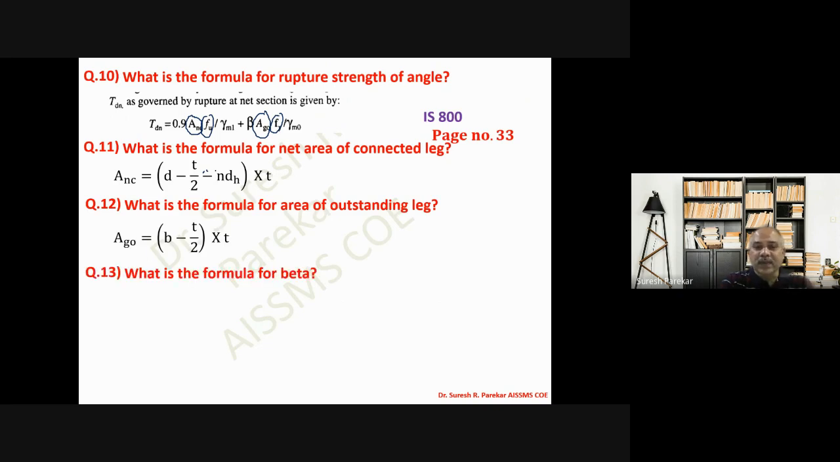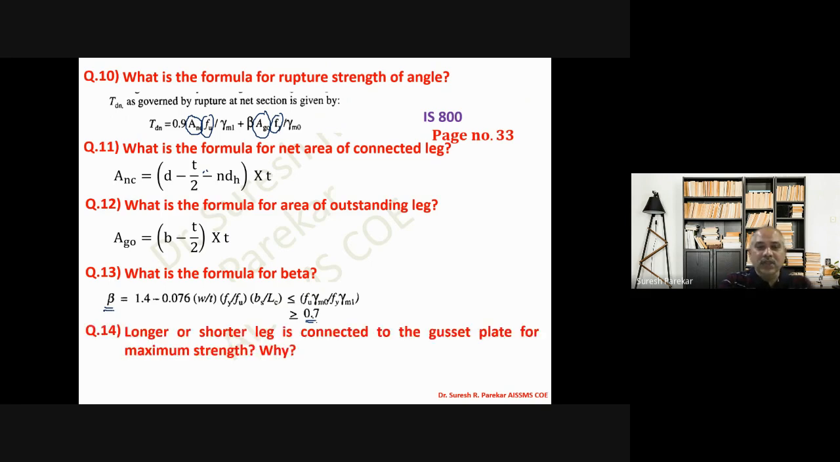And then what is the formula for beta? Beta = 1.4 minus 0.076 (W by T)(Fy upon Fu)(Bs upon Lc), less than or equal to Fu gamma M0 upon Fy gamma M1, and this should be greater than or equal to 0.7. This is again most important. So the minimum value of beta you have to keep in mind is 0.7.